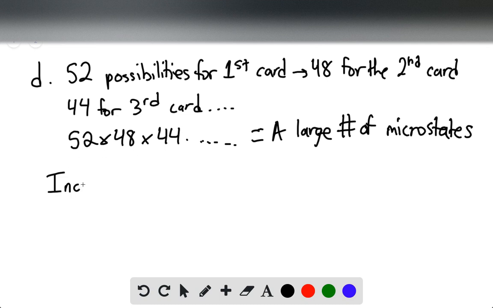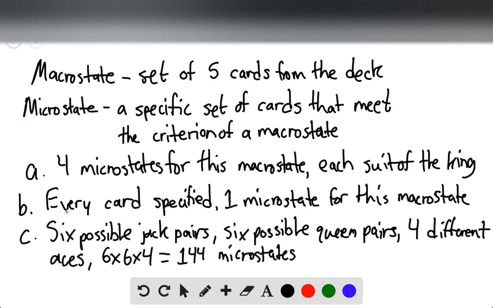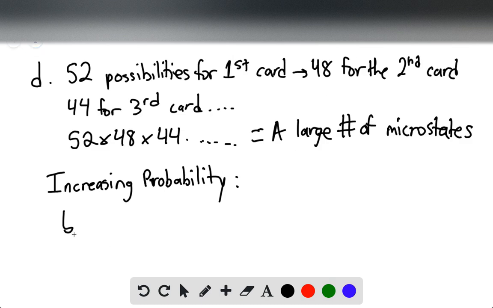So in terms of increasing probability, we have these scenarios. The one with the least probability would, of course, be B, because there's only one microstate. And then it would be A, because again, we only have 4 microstates. Then it would be C, because we have 144 microstates. And then, of course, the highest probability would be D, because here we have a very, very large number of microstates for the specific macrostate.